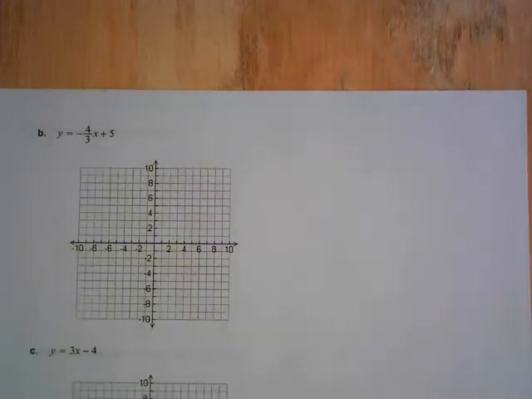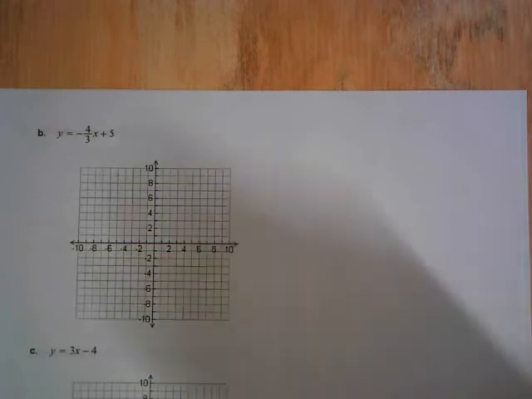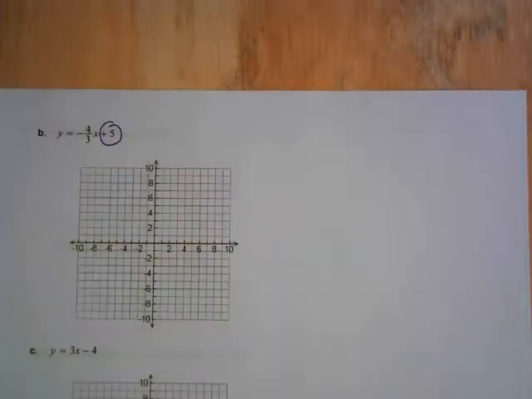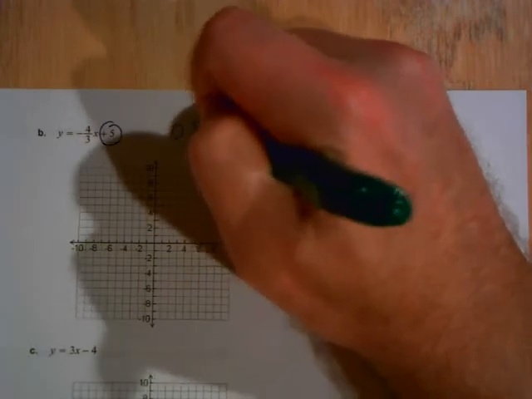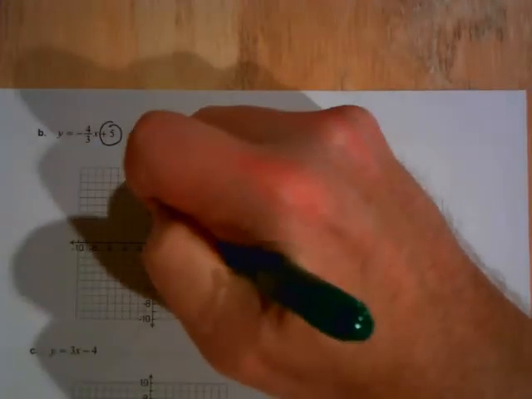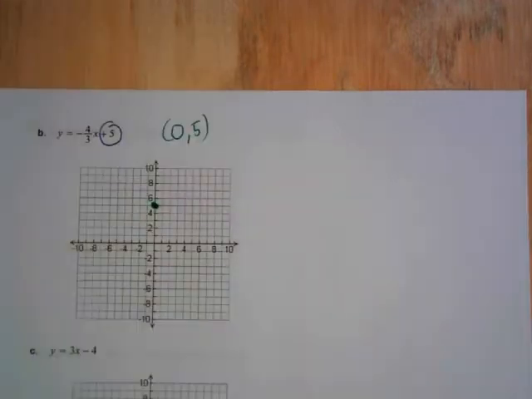Same deal. It wants us to graph y equals minus 4/3 x plus 5. I start with my y-intercept. This number right here gives me the y-intercept. So this time I know my y-intercept is (0, 5). So I plot my y-intercept right there.